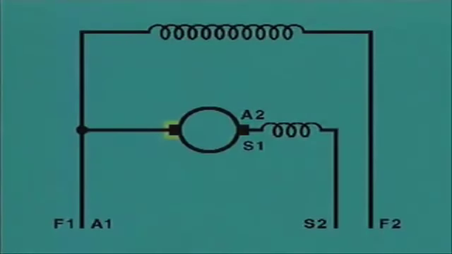If there is a reading, the brush is all right. If there is no reading, there is an open. In this case, we'll say that there is a reading, so this brush is all right. The same check is then repeated for the other brush. This time, we'll say that there is no reading, so this brush is faulty.